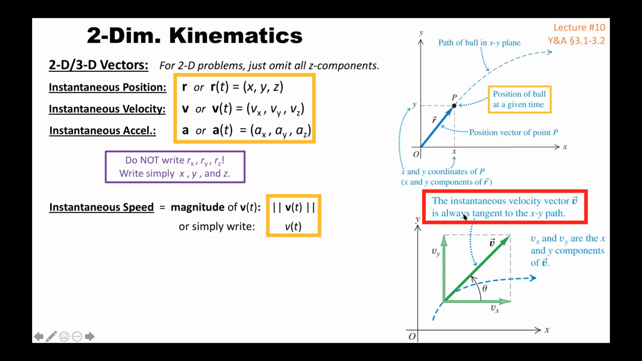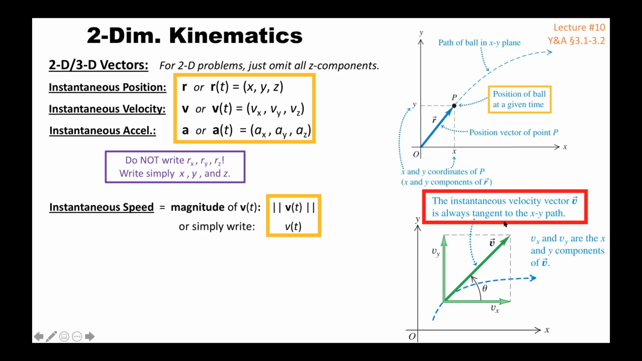It works out really nicely that the tangent to this path through space that the object is going to travel, the direction of that tangent is always going to be the same as the direction of the instantaneous velocity vector. Okay, so if the object's path through space is like this, then the instantaneous velocity right here at the top of the path is exactly to the right. The instantaneous velocity right here is to the upper right.